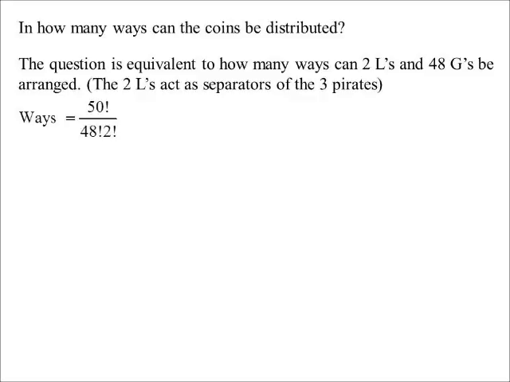So we know that to be 50 factorial on 48 factorial 2 factorial, 1,225. I suppose another way I could have thought about that is I could have said, well, there's 50 coins all up, 2 of them are going to end up being lead coins. So from the 50, I'm going to choose 2 of those coins to be lead. 50C2, which is also 50 factorial on 48 factorial 2 factorial. That's another way I could have thought about that.